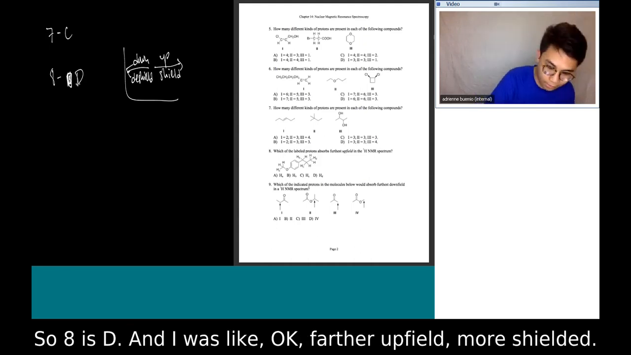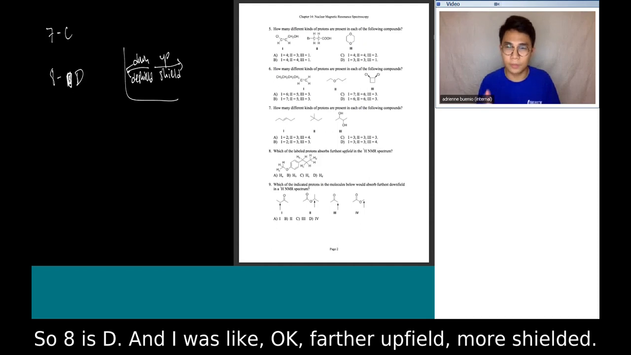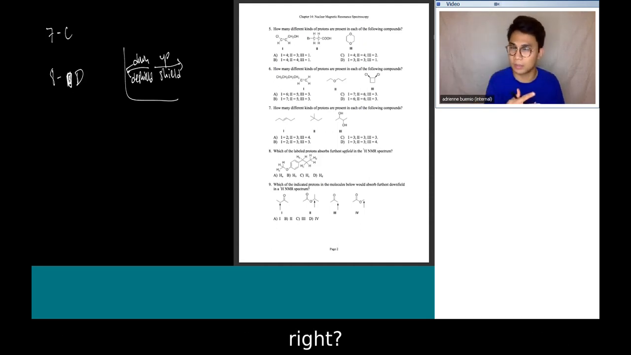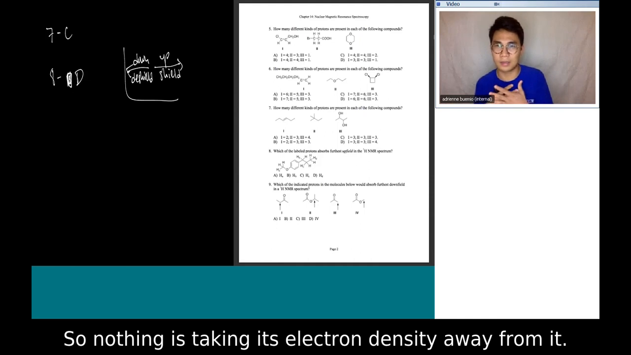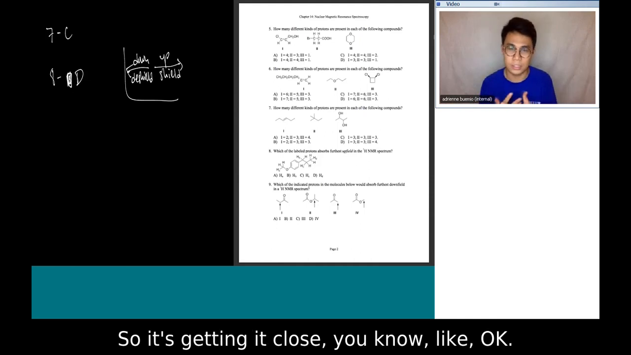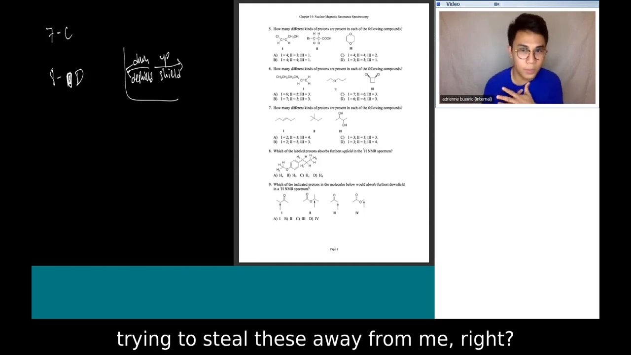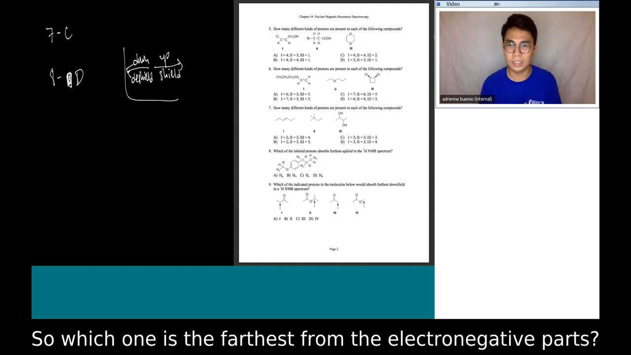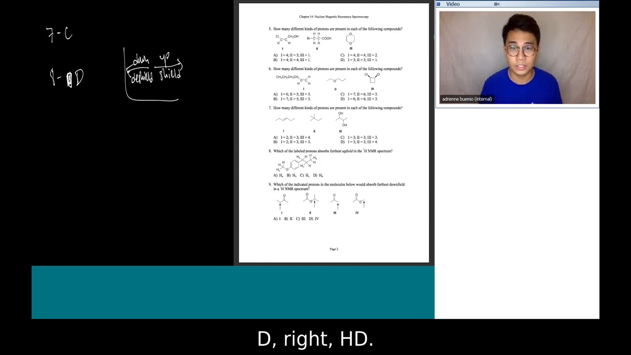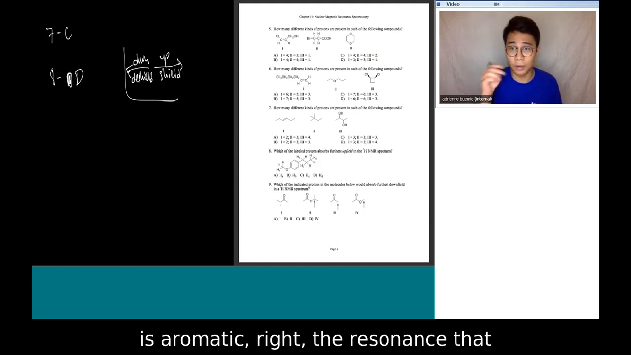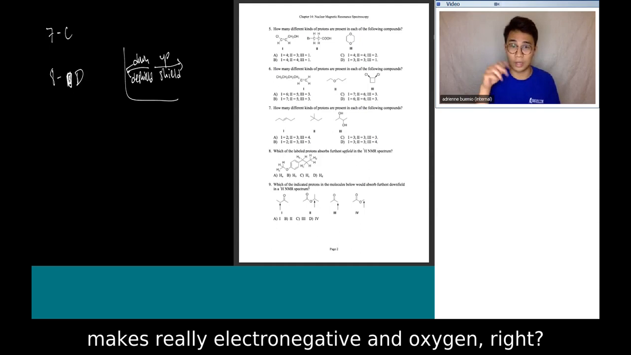So 8 is D, because farther upfield means more shielded, that means it's away from electronegative elements, right? So nothing is taking electron density away from it. It's like, okay, I feel protected because no one's trying to steal my hydrogens away. So which one is the farthest from the more electronegative parts? D, right? HD. And the electronegative parts we're talking about are the aromatic ring, the resonance that makes it really electronegative, and the oxygen, right?